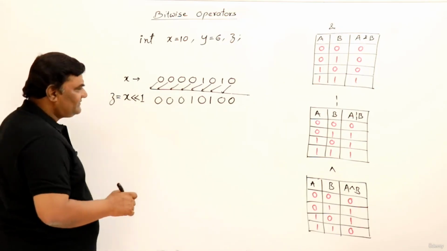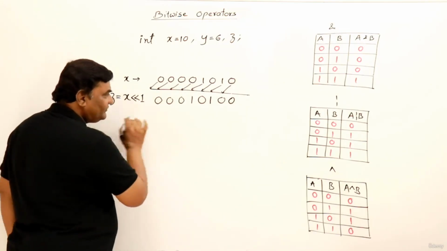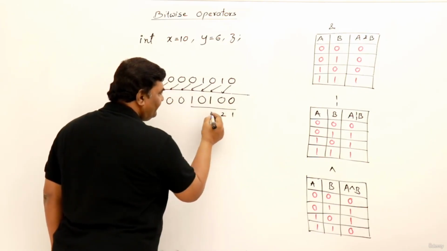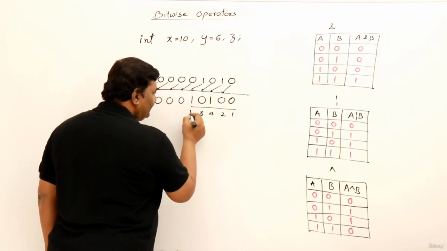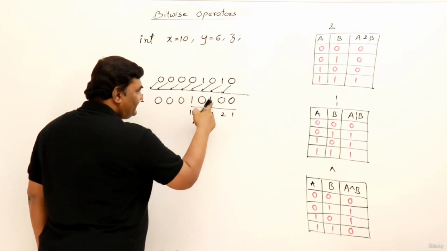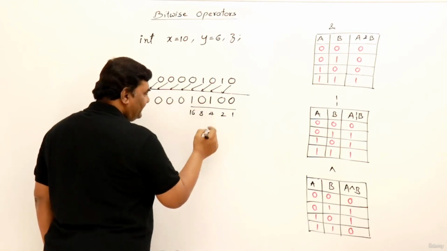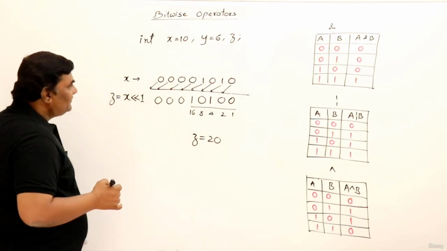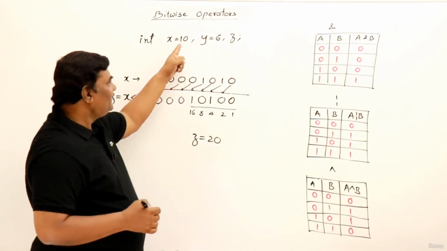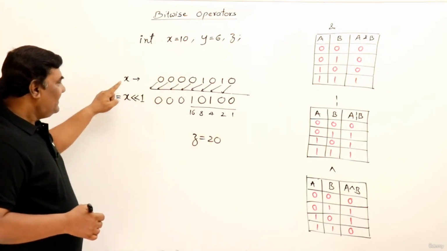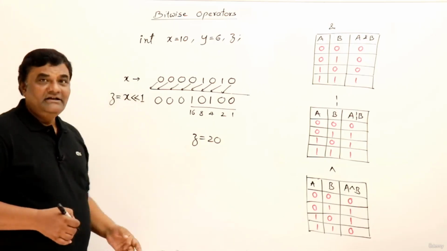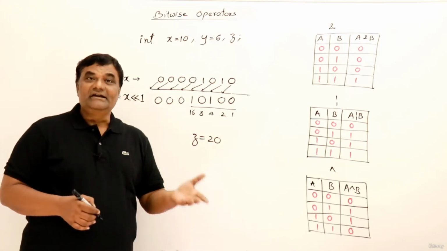Then what is the result? All these are leading zeros only. So this is the binary number. How much is it? 1, 2, 4, 8 and 16. 16 plus 4, 20. So Z will get the value 20. So what has happened to the original number? The original number is 10 and we have left shifted by one place. So we got the result as 20. This means the number is doubled.